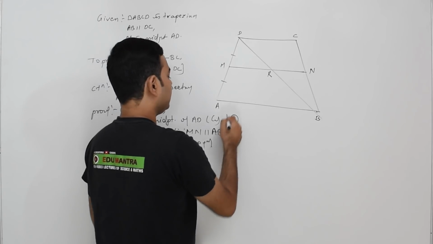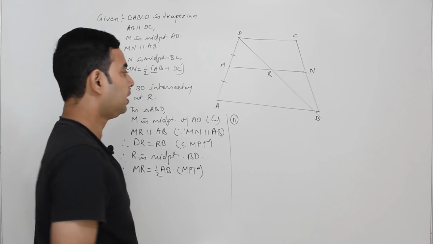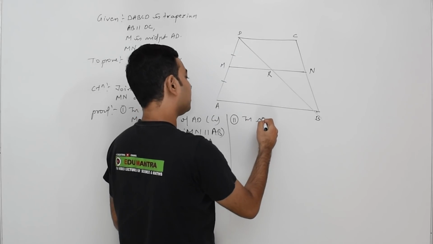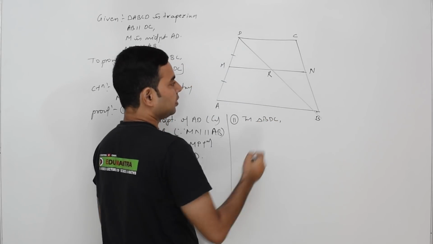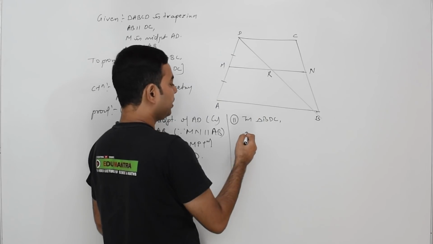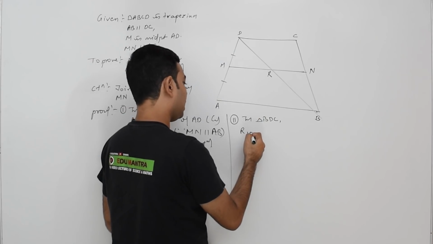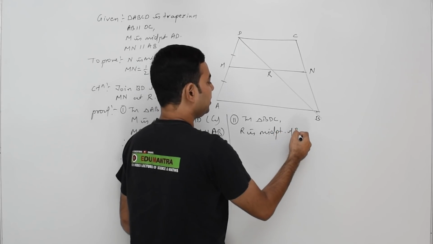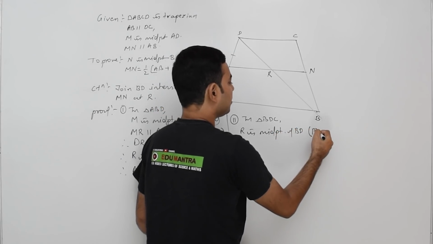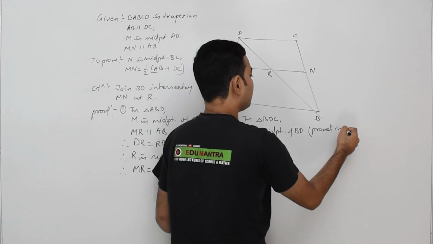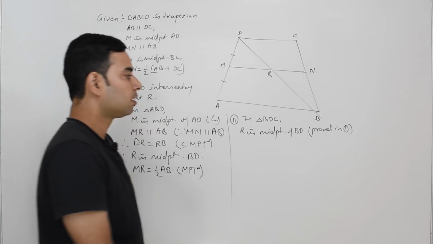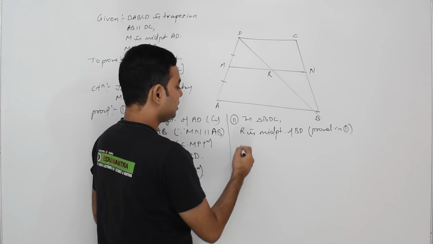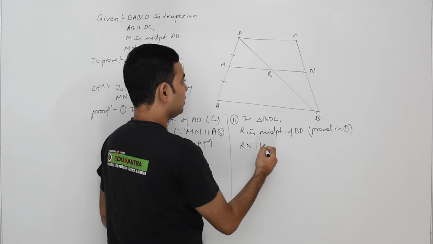In the second point, in triangle BDC, R is the midpoint of BD, proved in the first point. R is the midpoint of BD and RN is parallel to DC.